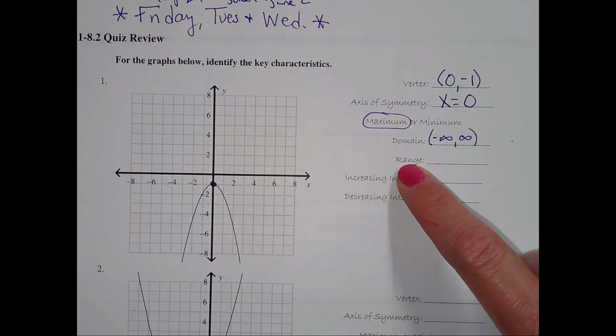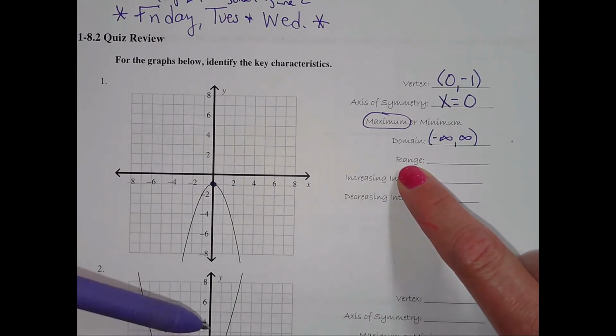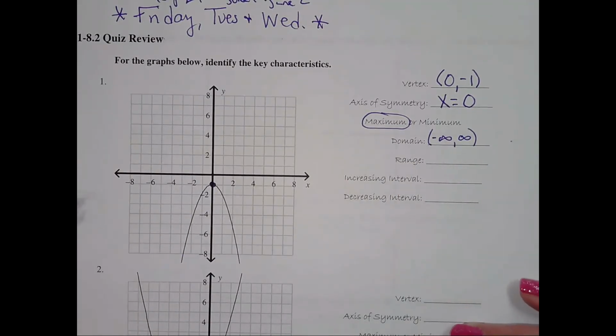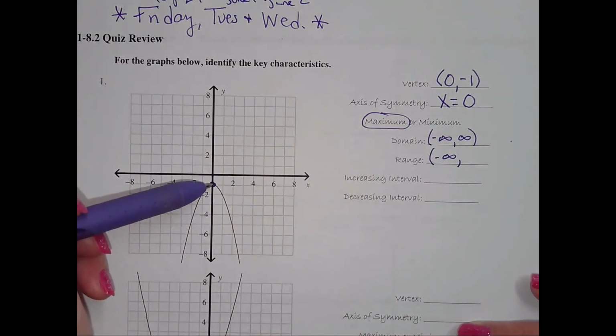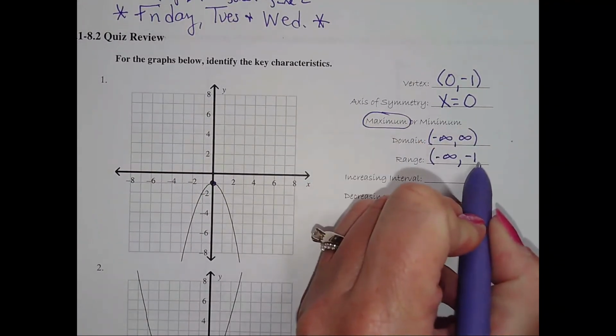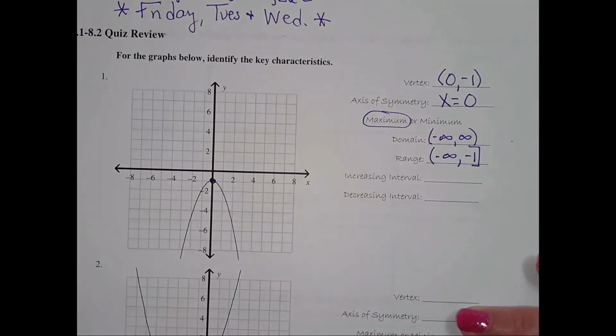For range, when you are doing range, it's how low does it go, comma, how high does it go. This graph, we do not know how far down it goes, so that's -infinity, comma, how high does it go? It goes up to -1. Now, because -1 is an actual number, you put a bracket around it. Why does it have to be a bracket, not a parenthesis? Because you're including the -1. That's what the bracket means.